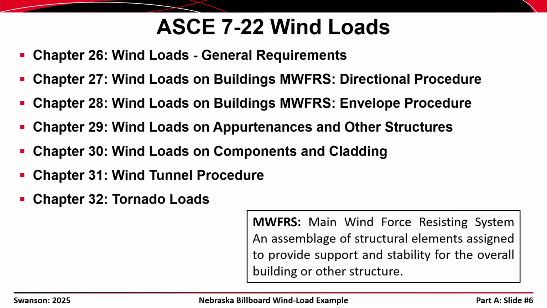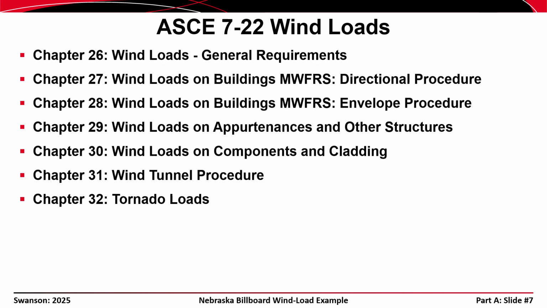The main wind force resisting system is defined as an assemblage of structural elements assigned to provide support and stability for the overall building and other structure. In a building, the main wind force resisting systems are often brace frames, moment resisting frames, or shear walls. In our billboard example, the main wind force resisting system is composed of the 2 round posts that carry the wind loads to the ground through flexure.